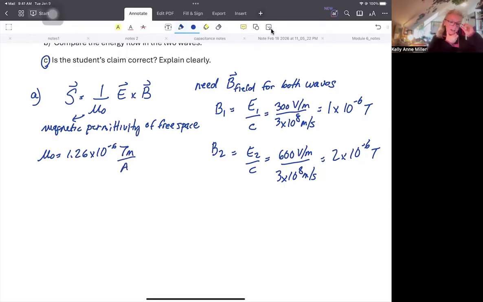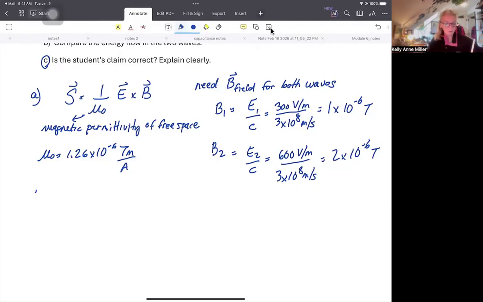It's a weird unit. But what it is, it's basically how responsive a material is to a magnetic field, how much it responds when it's exposed to a magnetic field. Okay, it's not something you really need to worry about. It's just a constant.